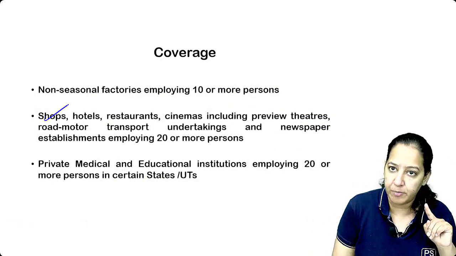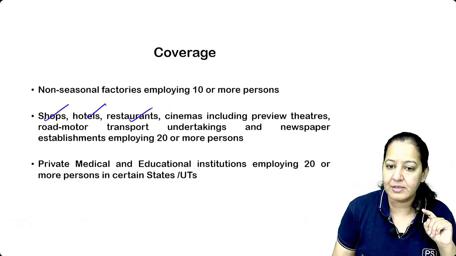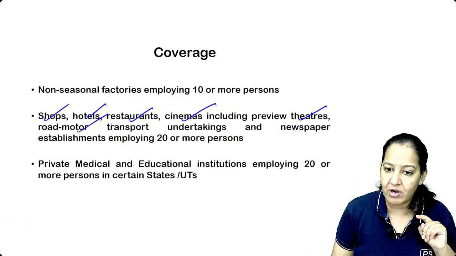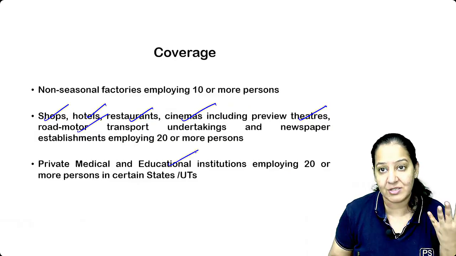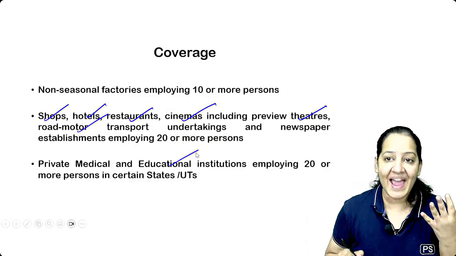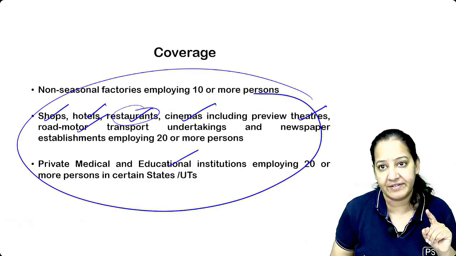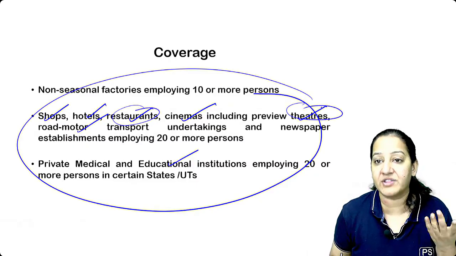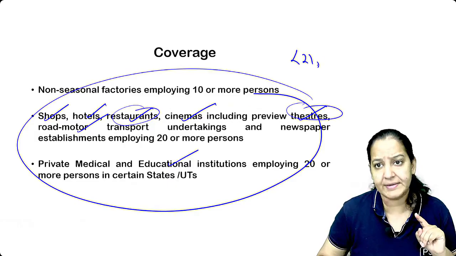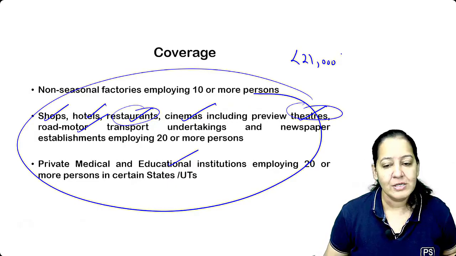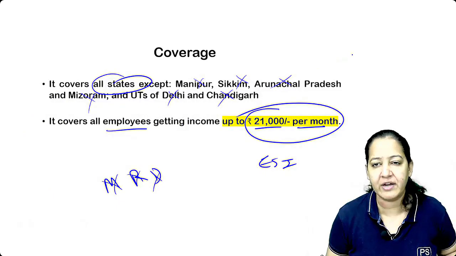All the shops, all the hotels, all the restaurants, all the cinemas, all the theaters, road motor transport, all the educational institutes, all the coaching institutes, any worker working in any of them. Imagine a waiter in a restaurant. Imagine a person working in a theater. Anyone who is earning less than 21,000, he is the employee. He is not the owner. He is the employee. So he can enroll for ESI. He or she can enroll for the ESI.